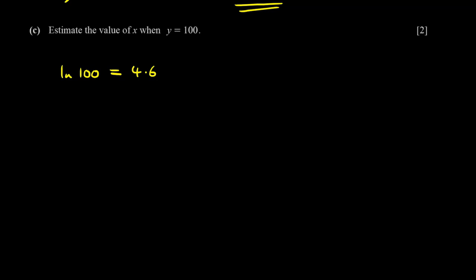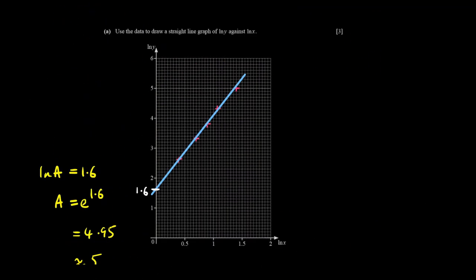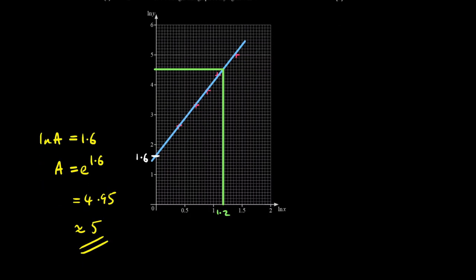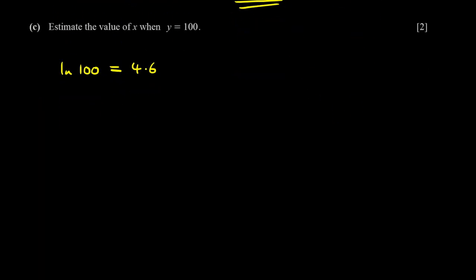So I'm going to go up to my graph. I'm going to find 4.6, which is roughly there, something like that. I'm going to take that point and I'm going to go down. And so I think that's what, 1.2? Again, it'll be a little bit rough, especially on the tablet. So I think that's 1.2. So ln x is equal to 1.2.